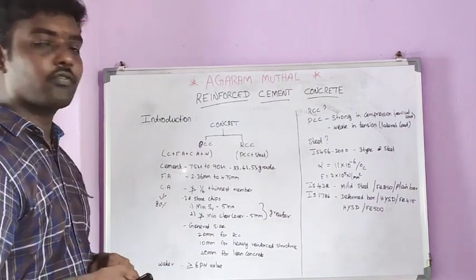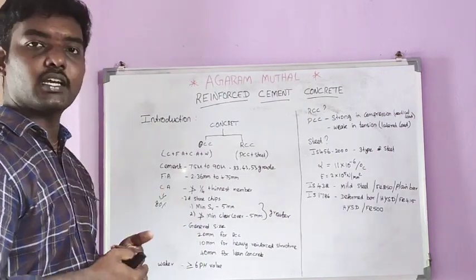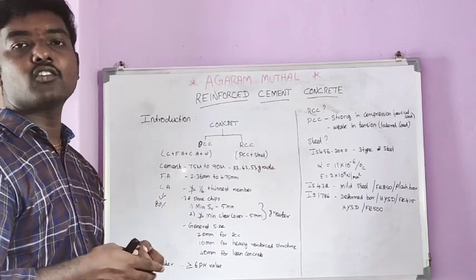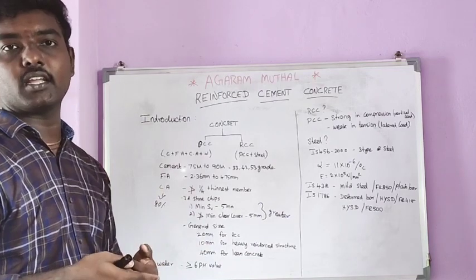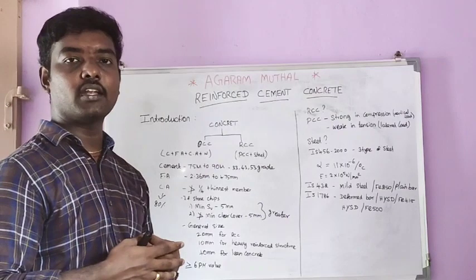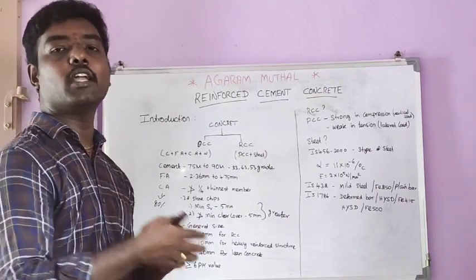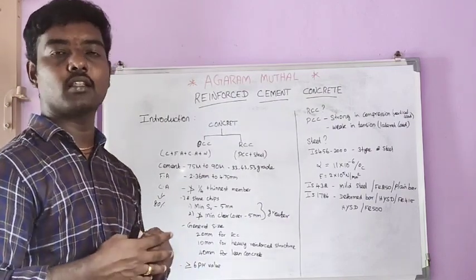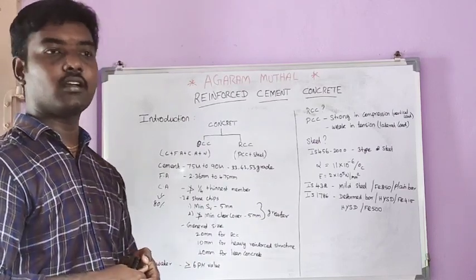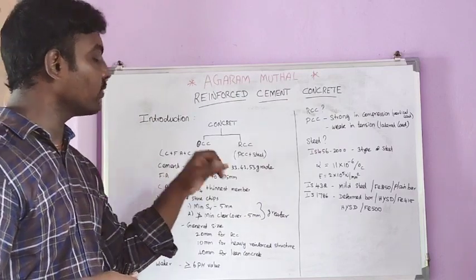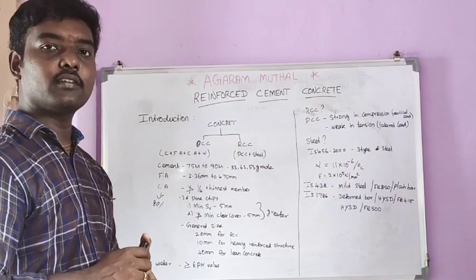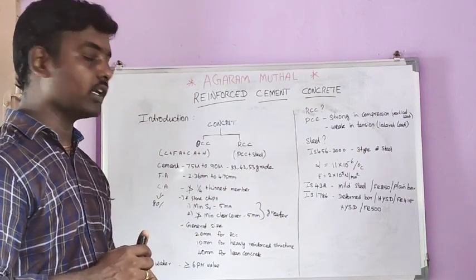Next is fine aggregate. Usually we take natural river sand as fine aggregate. But nowadays there is a scarcity and a large demand for sand, so we go for M-sand, crusher stone sand, instead of natural river sand. In general, for natural river sand, the size should be 2.36 mm to 4.75 mm.